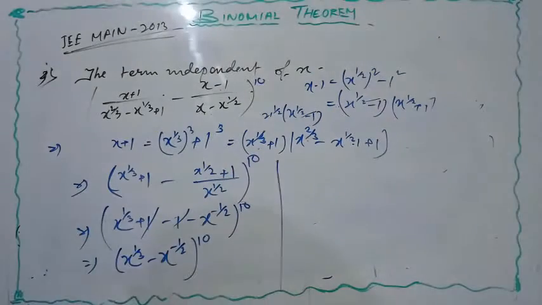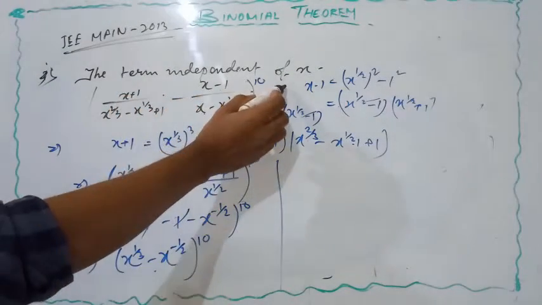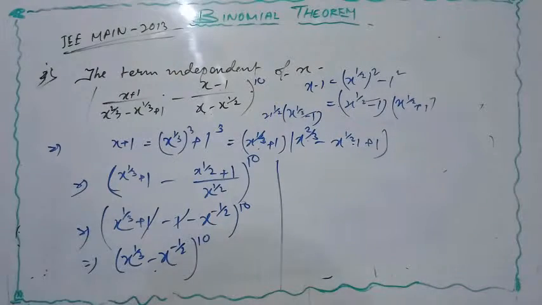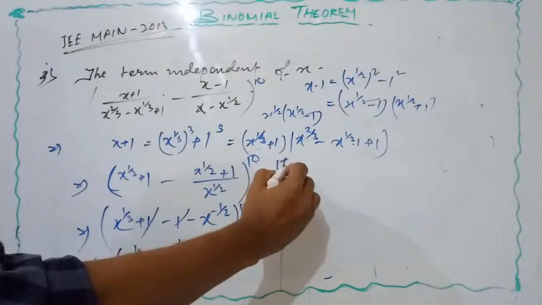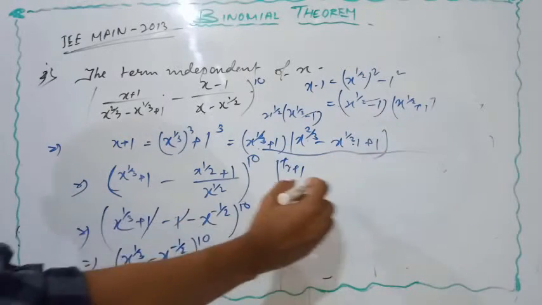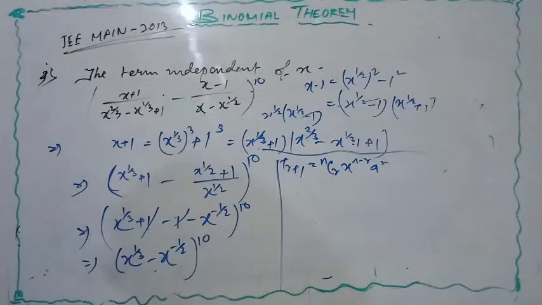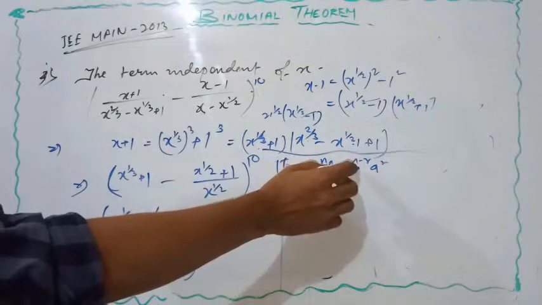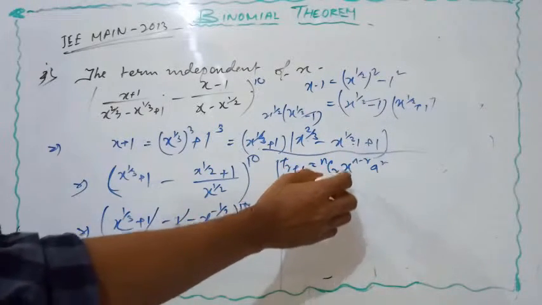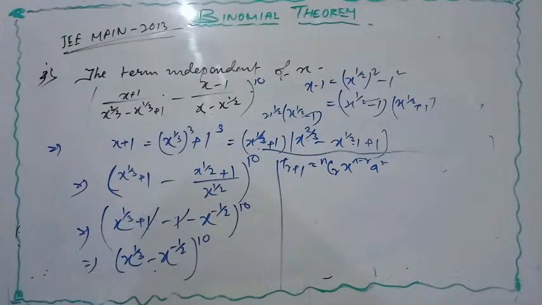So now in this expansion we have to find out the term which is independent of x. So what is the formula for finding the term independent of x? We have to find the general term, that is T(r plus 1) is equal to nCr x to the power n minus r a to the power r, right? And in this general term, if we put the power of x equal to 0, we'll get the term that is independent of x, right?